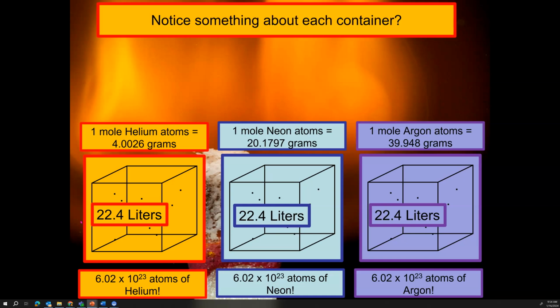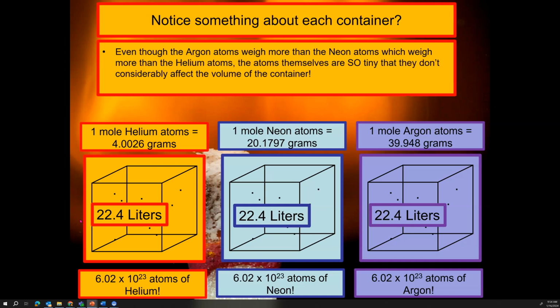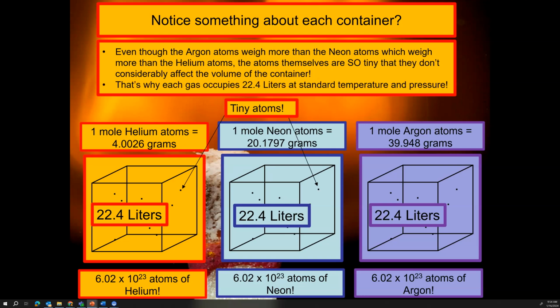Now, what you may also notice is that even though the atoms weigh more, so argon weighs way more than helium, the atoms themselves are so tiny, they are not appreciably affecting the volume of the container itself. They are tiny. So gas occupies 22.4 liters at standard temperature and pressure.